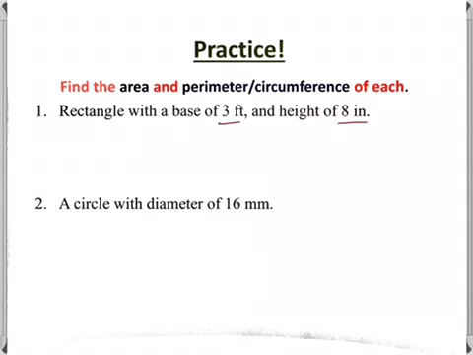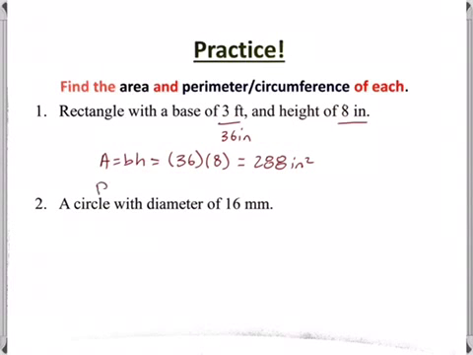So actually we need to convert units. So let's put everything in terms of inches. So 3 feet becomes 36 inches. Now that we have matching units, we can go ahead and solve this. So the area, once again, is still base times height, but now we have the right values. So we're going to take 36 times 8, which gives us an area of 288 inches squared.